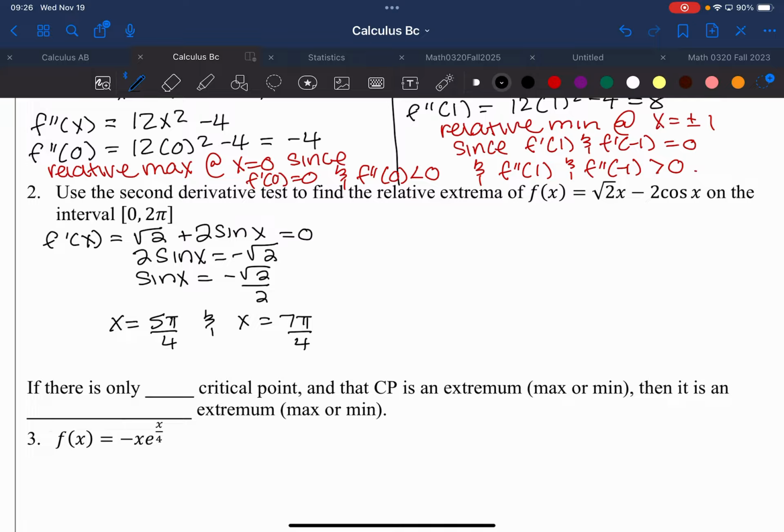This would be a good example of why it's nice to have the unit circle memorized. Okay. And remember, I didn't choose anything outside of 2 pi, because 2 pi was the end of my interval. I had to stay within that.